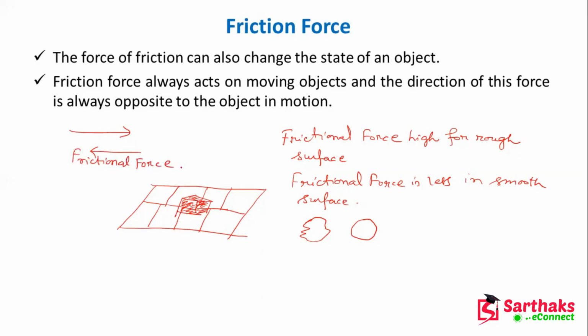And you have seen that whenever you take a ball on the ground, after some time it will stop or it will slow down its speed. Why? Because on the ground you have the frictional force, and it is acting in the opposite direction. So what it will do? It will resist the motion of the object. If you have the ball here, it will resist the motion of the object. So this is the frictional force.